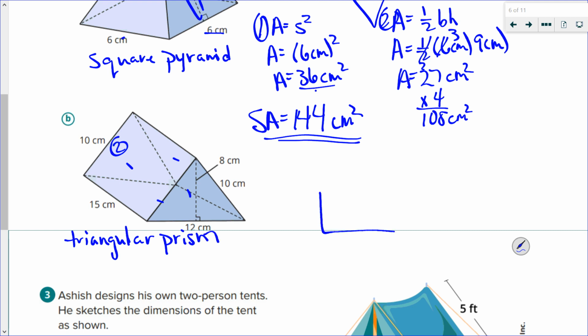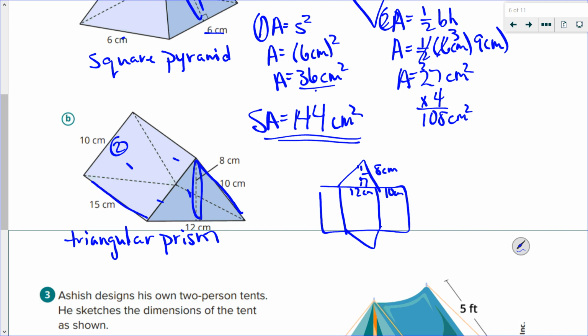Prisms, I'm just going to draw the rectangles first, and then I add the triangle on the sides. Excuse me, this one isn't exactly even all the way around. So the way I've drawn it, I had my base of 12. My height here was 8 centimeters. And then they gave me this side length, so one of the additional ones would be 10. And my side is 15. Okay?